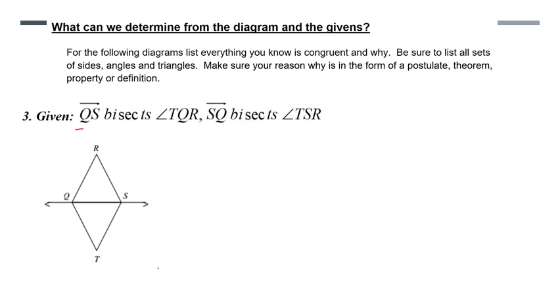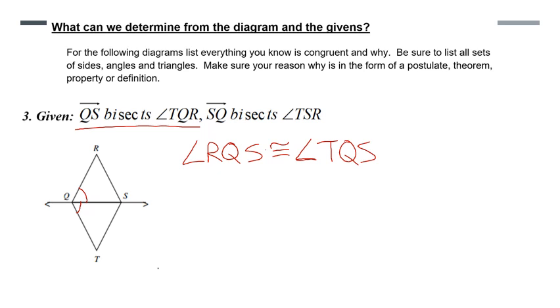The ray QS bisects angle TQR. So TQR is this angle all the way over here. If the ray QS bisects it, that means those two angles there are congruent. So you can say angle RQS is congruent to angle TQS. Again, we can say those are congruent to each other, and the reason we know they're congruent is that's the definition of bisect.